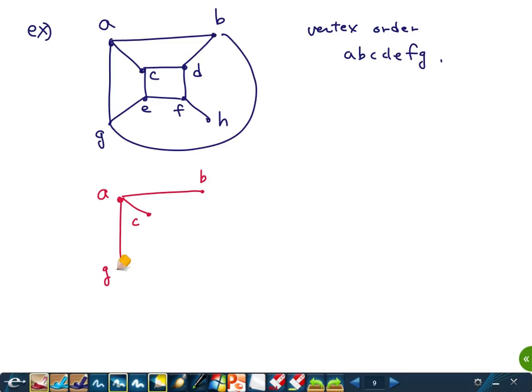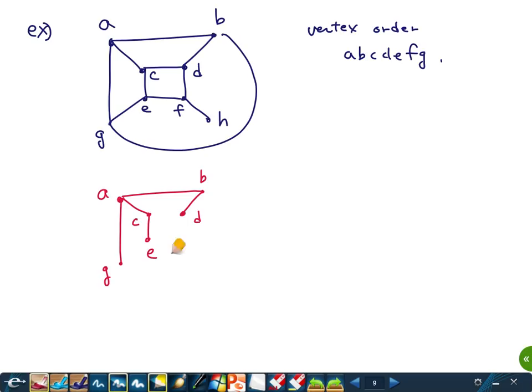So find the neighbors of B that are not already in this tree. The neighbors are D and G, but G is already used. So for B, we only have D. For C, we have E and D, but D has already been used, so E. For G, the neighbors are E and B, but they have all been used, so we don't do anything. So the second layer has elements D and E.